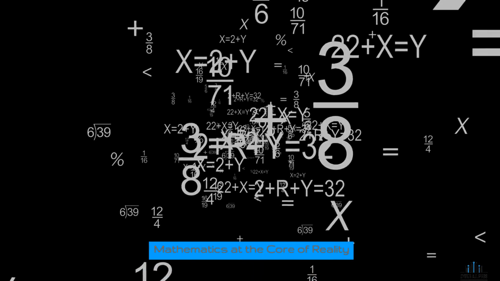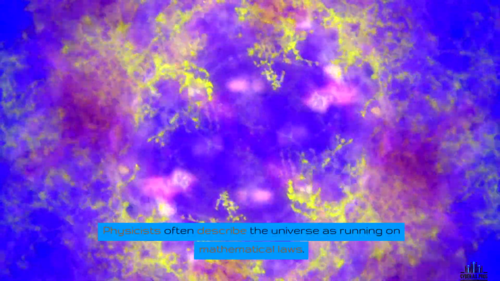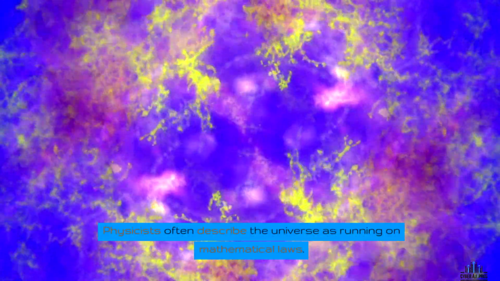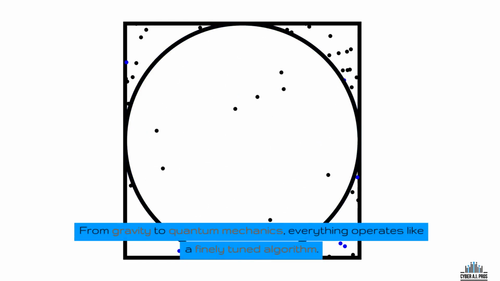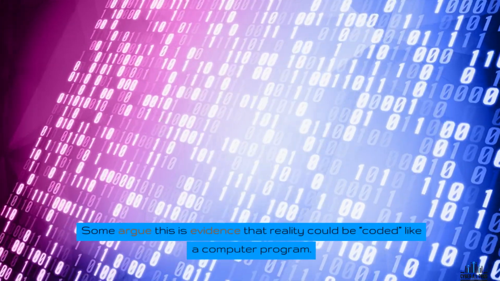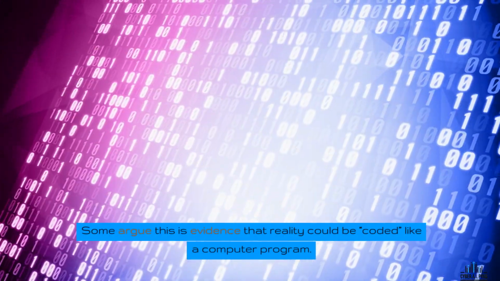Mathematics at the core of reality. Physicists often describe the universe as running on mathematical laws. From gravity to quantum mechanics, everything operates like a finely tuned algorithm. Some argue this is evidence that reality could be coded like a computer program.